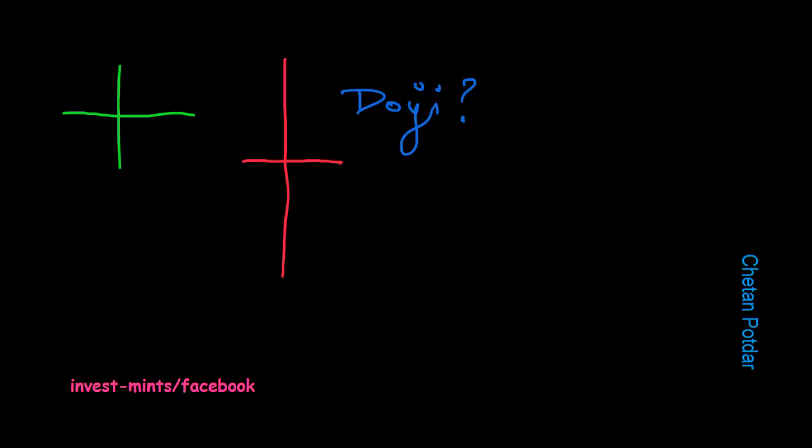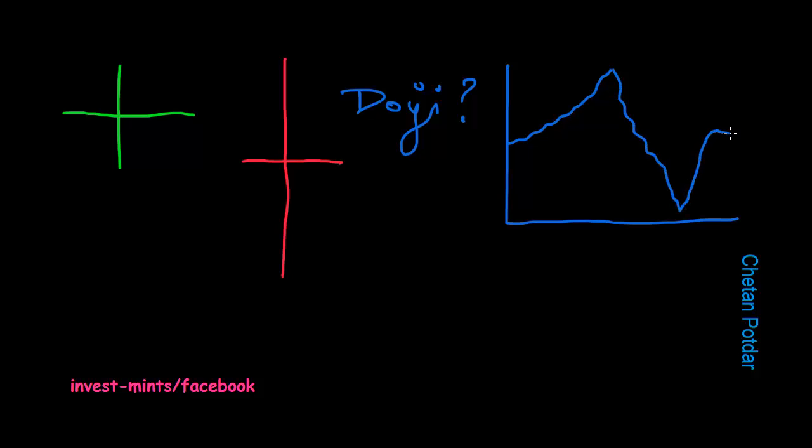What does doji signify? Doji signifies something very simple. This is the candlestick pattern of doji and how it is going to look. If this is a chart, maybe the price started here, it went up all the way, which is bulls in control. It came down, there was a bear attack, and probably the price again closed at the same level. So this is open, this is high, this is low, this is close.